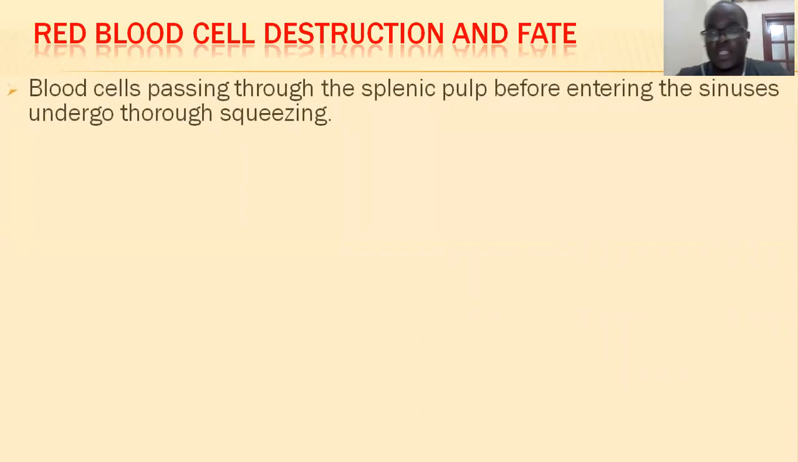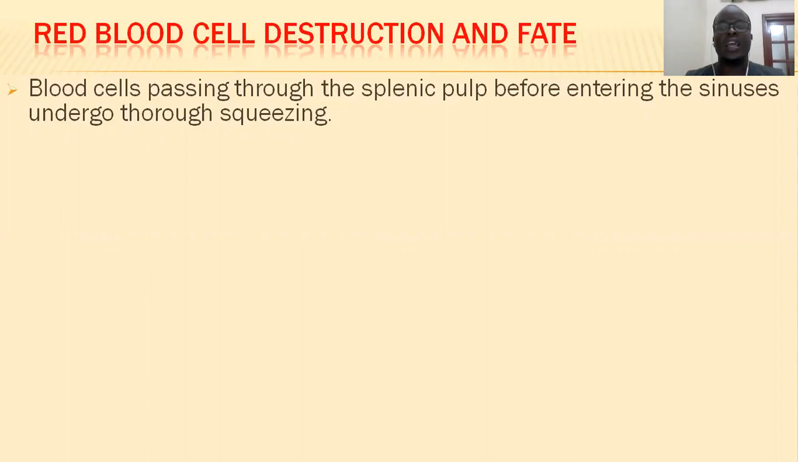So like I said, the spleen is the one that is involved in removing these damaged or aged red blood cells. Blood cells passing through the splenic pulp before entering the sinuses undergo thorough squeezing. As they are going through the splenic pulp, there are smaller capillaries there, and those capillaries are smaller as compared to the other general capillaries from the other tissues. Because the capillaries found within the spleen are smaller, this is where selection will take place, checking how functional these red blood cells are.